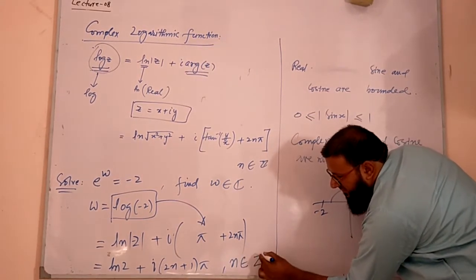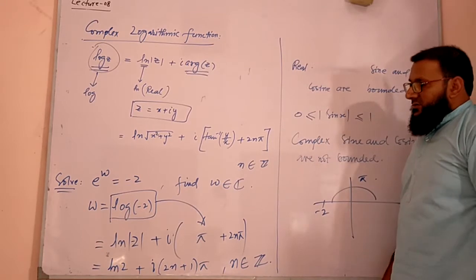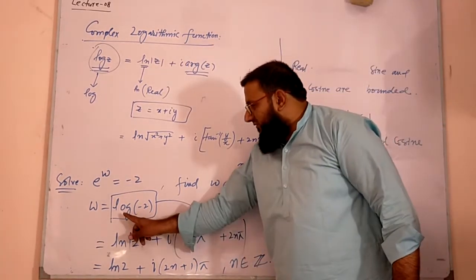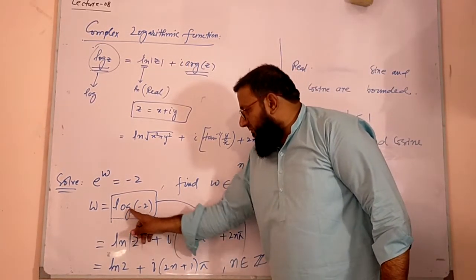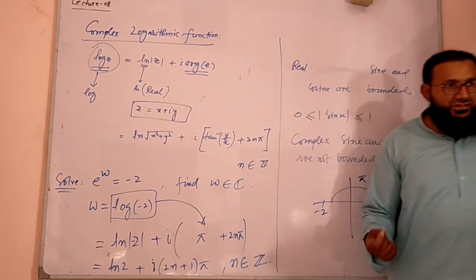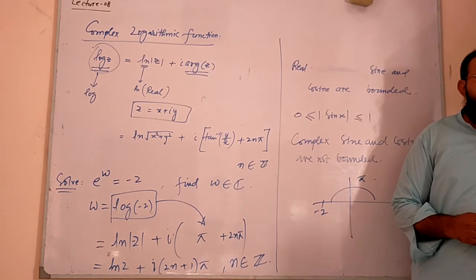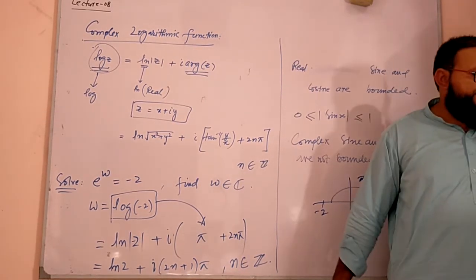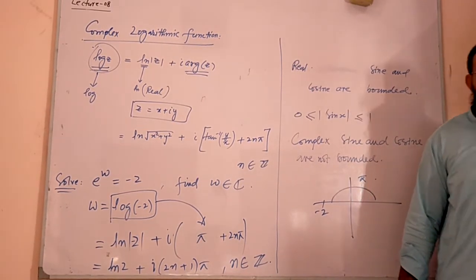Where n is in the set of integers. So if I am going to find the logarithm of minus 2, I get this set of values, which is not a unique value, you can see. So we call this a multivalued function, when you find the logarithm of a number.